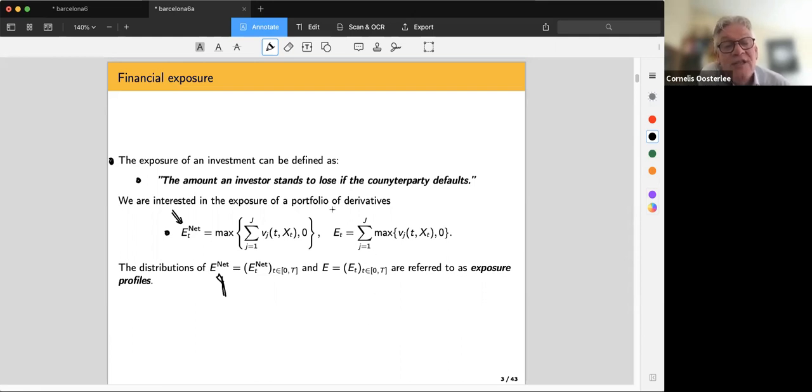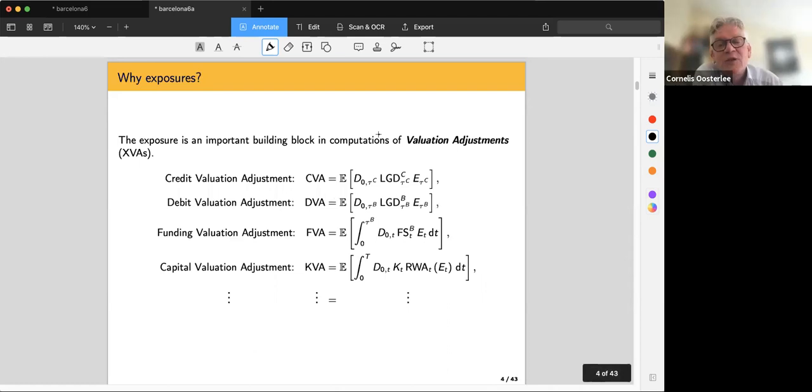And one of the challenges is that portfolio of J derivatives. That is one of the challenges that we are dealing with here. And this exposure plays a role in many of the valuation adjustments. As I mentioned, we learn in university to compute the fair value of the option, but we do not take the default possibilities of a counterparty into account. And that gives us a CVA, a credit value adjustment, and it gives us a DVA, a debit value adjustment, a funding value adjustment, a capital value adjustment.